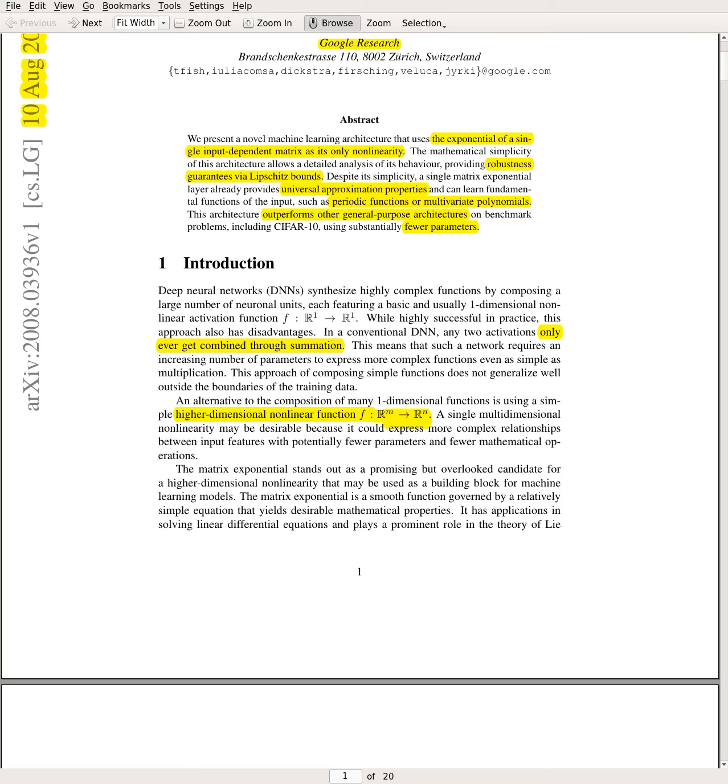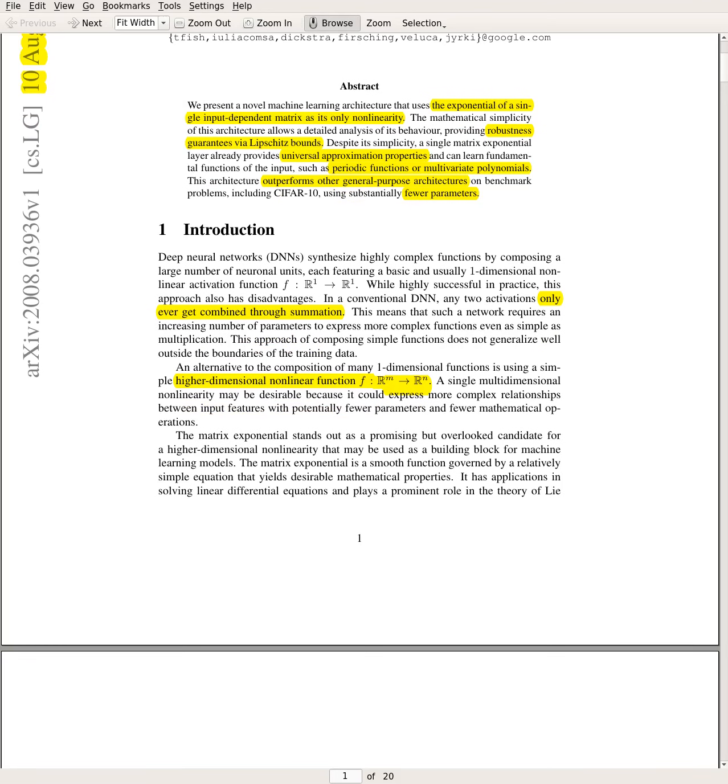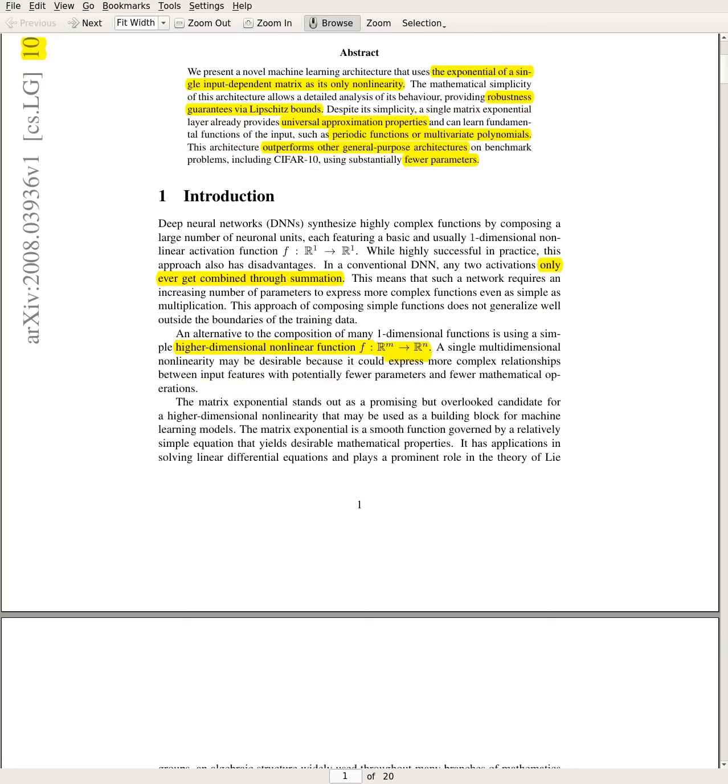Also, what's interesting about this nonlinearity is that thanks to the exponential there, they can approximate periodic functions and multivariate polynomials very well, which is not possible with ReLU. They show this also on this spiral approximation, for example, functions that look like sine. It also performs competitively compared to general purpose networks on CIFAR-10, but it has about 20 times fewer parameters. So same result with 20 times fewer parameters.